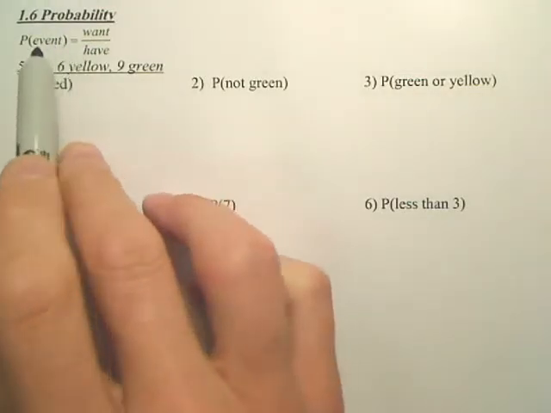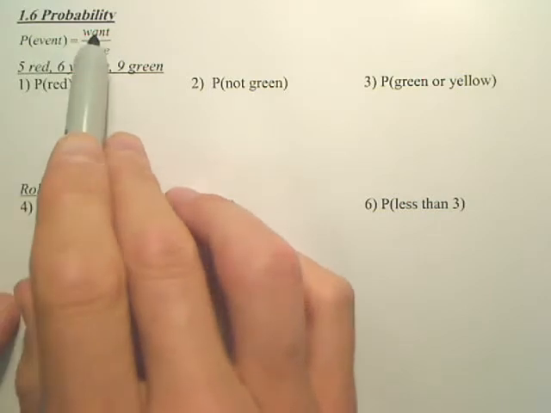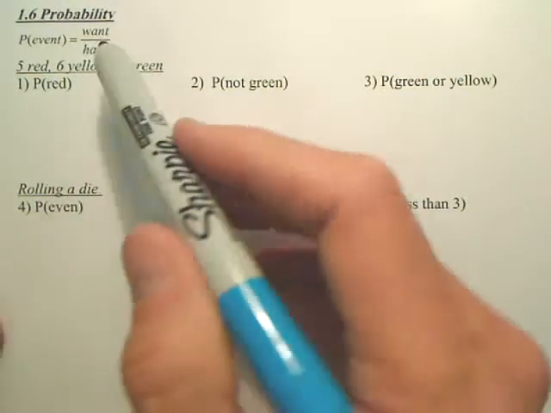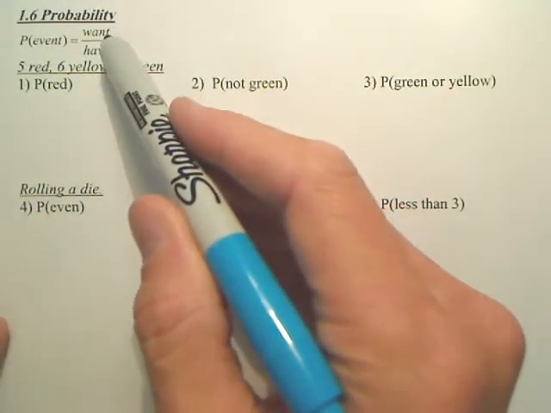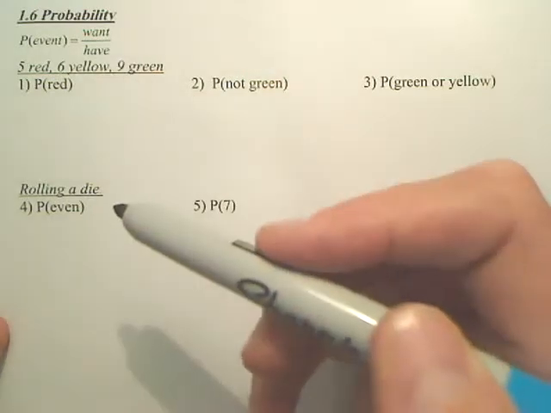1.6, probability. Probability of an event is what you want over what you have. The have is your bucket. The want is what you want out of the bucket, or what you want out of what you have. It's a fraction.